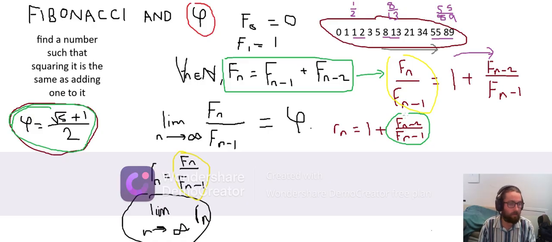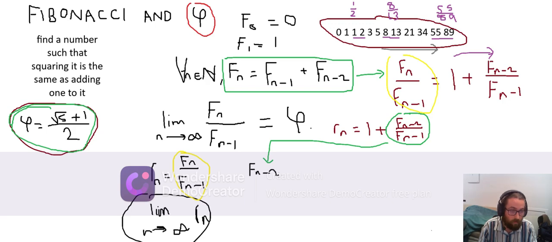But there's a solution, and I'm going to bring it down here. We're going to play with it a bit and see what we can do with it. So we have f of n minus 2 over f of n minus 1.